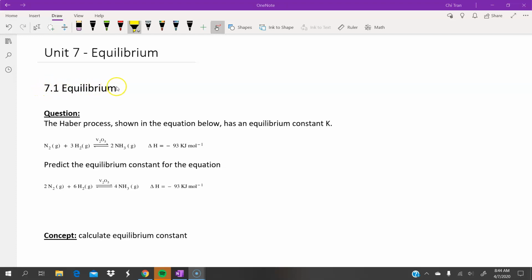This video is about equilibrium. So the key in the question is they tell us that the first equation has an equilibrium constant of K. And they ask us to predict the equilibrium constant for the second equation right here. And the concept of this question is how to calculate equilibrium constant.